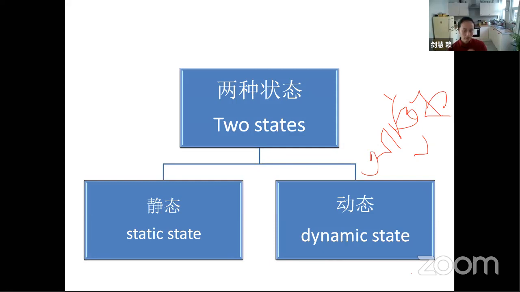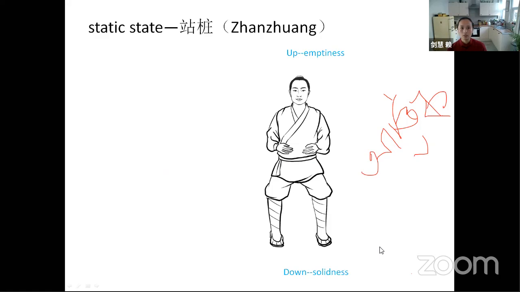Okay, to understand shi and xu in our Taijiquan, there are two states. One is a static state, the other is a dynamic state. The motion, zhan zhuang, in the lower body is normally solidness. From our waist, our belly button, the lower part is always solidness, and up is emptiness. So we call it shang xu, xia shi.